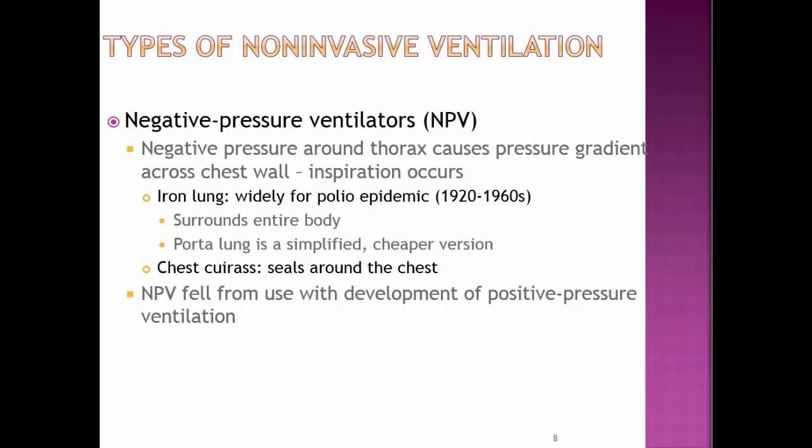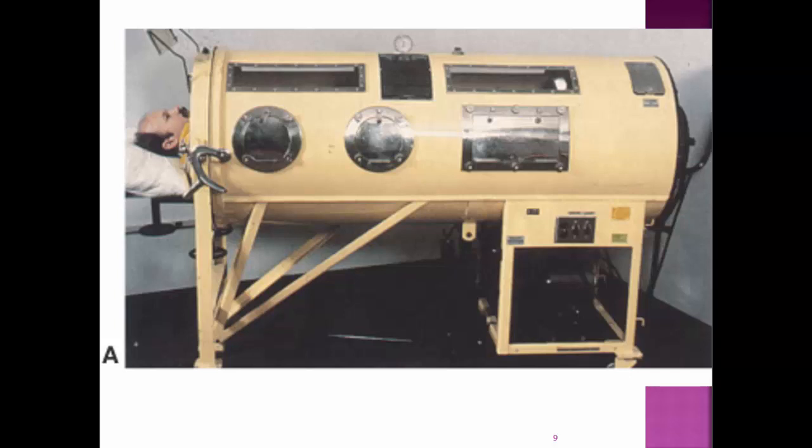The chest cuirass seals around the chest. It looks kind of like a turtle shell and is pretty much attached to a vacuum cleaner motor. Negative pressure ventilation fell from use with the development of positive pressure ventilation. So here's an example of an iron lung. In the event you ever run across one of these, for me, I have, and it was a surprise. We showed up and there it was. I didn't have any sense of warning at all that it was going to be there.